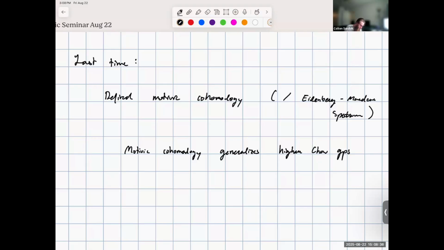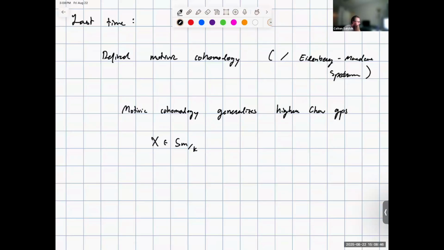What I want to say is, if you plug in a smooth scheme and you look at this motivic cohomology, it's graded in 2 degrees rather than 1. Then with integral coefficients, this recovers the Chow group, the higher Chow group I should say, for X with respect to 2q minus p, I think.